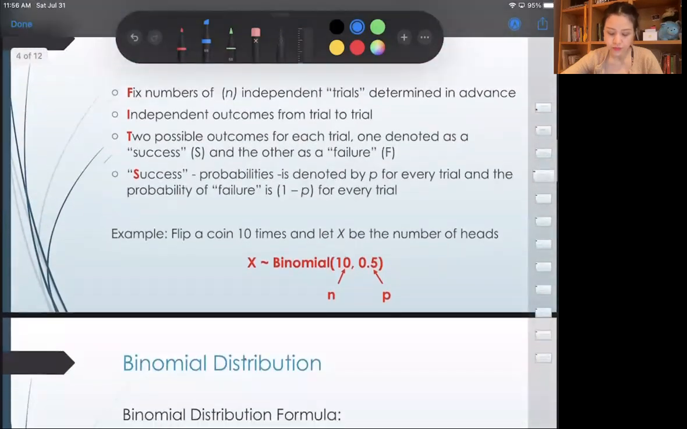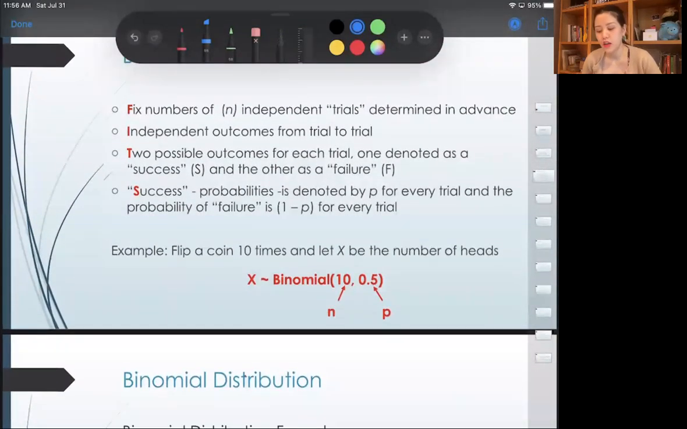So the notation for a binomial distribution is here. If I ask you what is the distribution of this example, you would write X is binomial distribution, open parenthesis, 10, comma 0.5, where 10 is your number of trials, your sample size, right? 0.5 is your probability of success, as we know, denoted by p, right, by p.